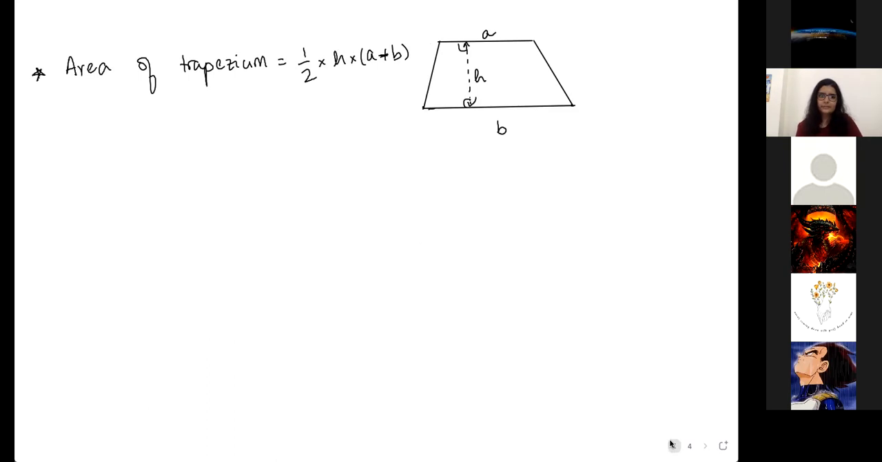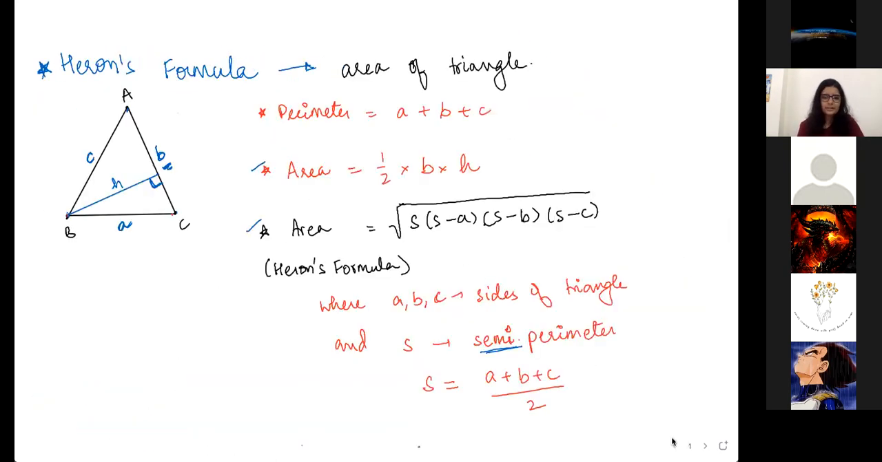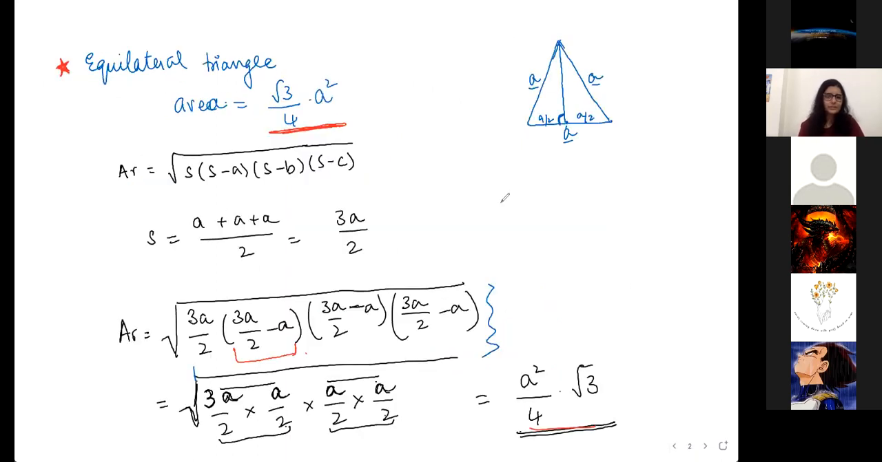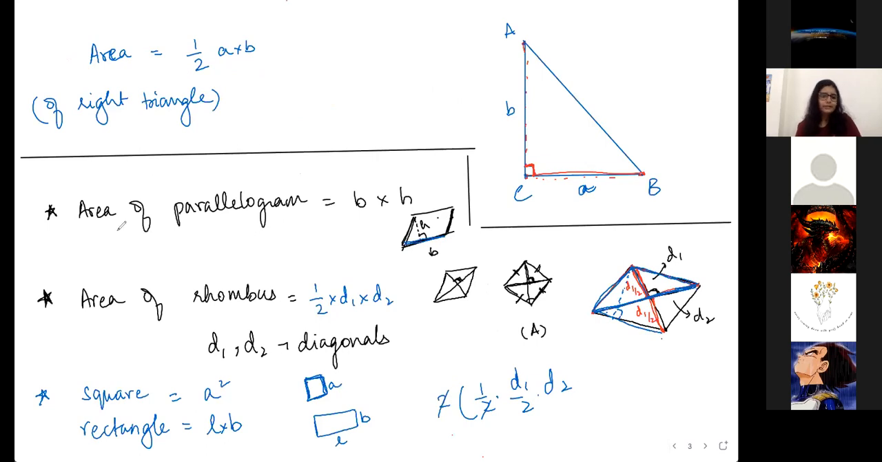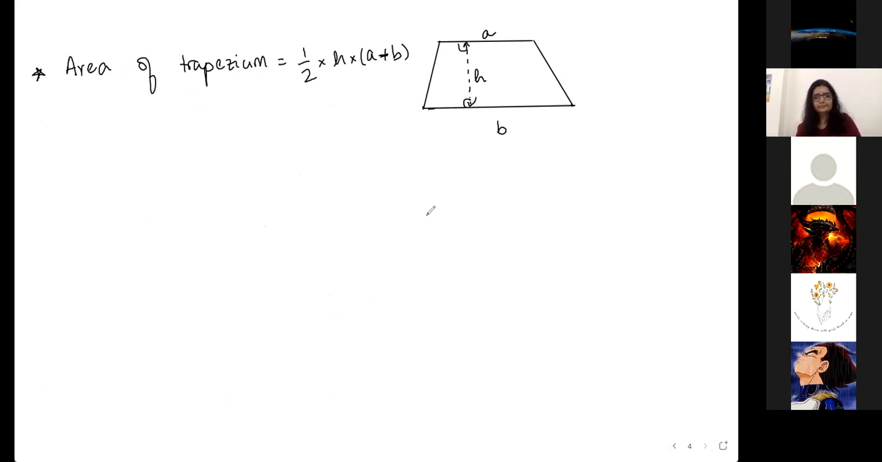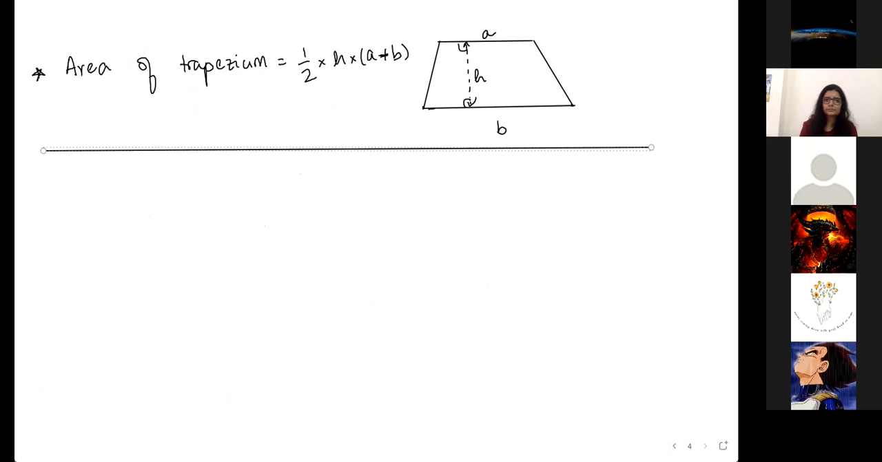So first we've discussed all of the triangle related areas. Heron's formula, half B each, special conditions being for equilateral triangle and right angle triangle. Then we discussed different types of quadrilaterals, parallelogram, rhombus, square, rectangle, and trapezium. And then there's two more that we'll be discussing. Two more, not shapes, like quantities.